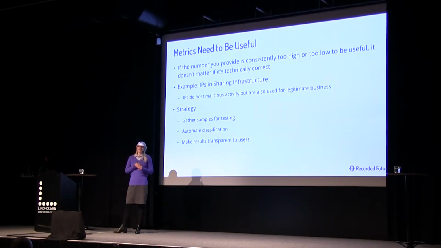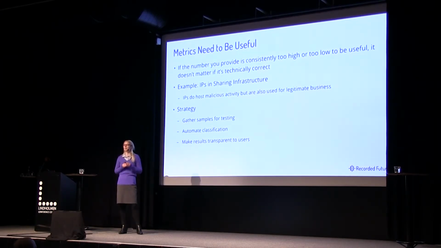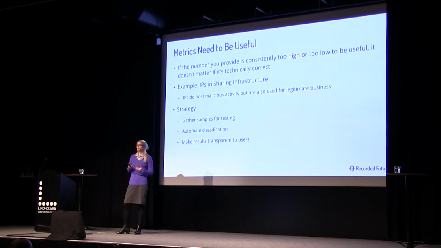In addition, your metrics need to be useful. So even though we don't have a gold standard to measure against, it is possible sometimes to say that our model is not doing well. If we're constantly assigning high scores to things that our users don't actually care about, don't think are risky, or if we're consistently missing things that they do think are risky, our model isn't good enough, regardless of whether it is technically accurate or not.